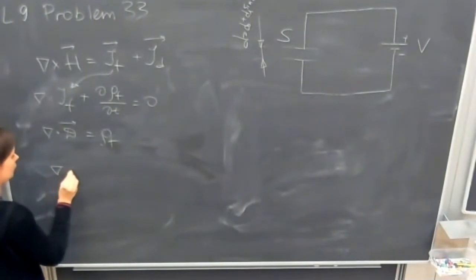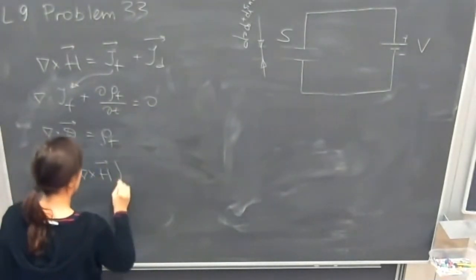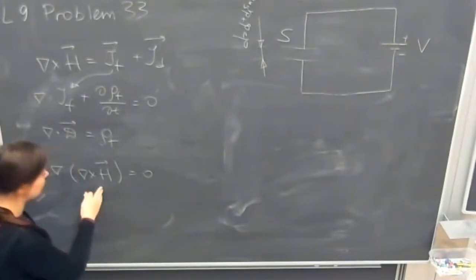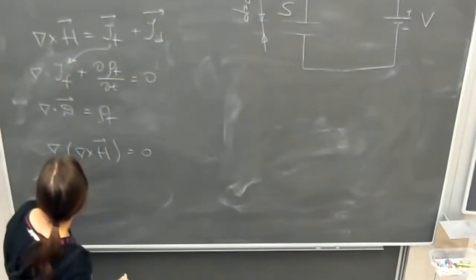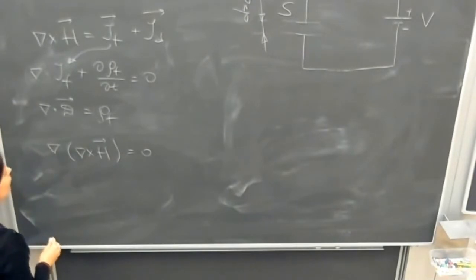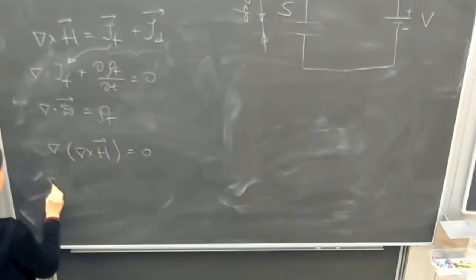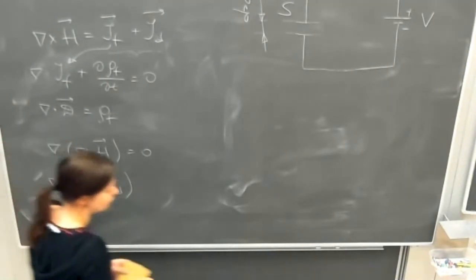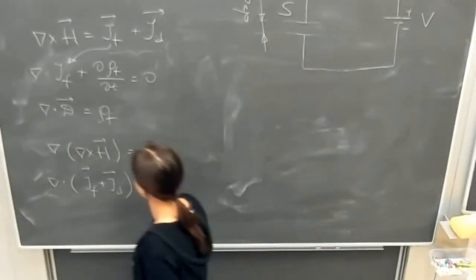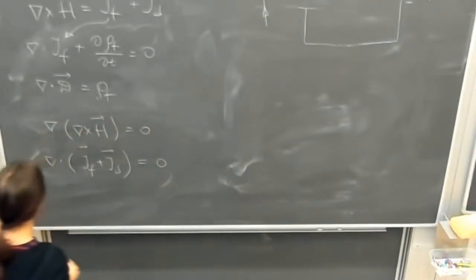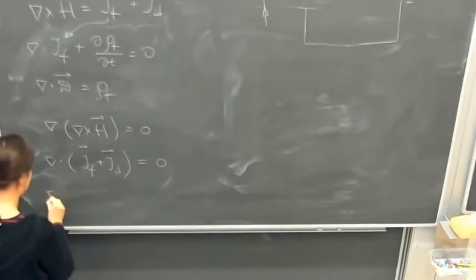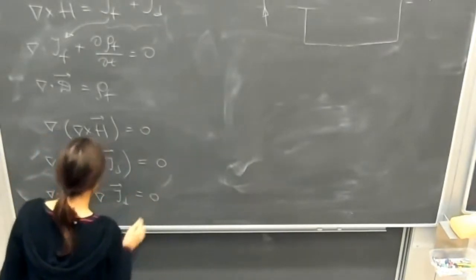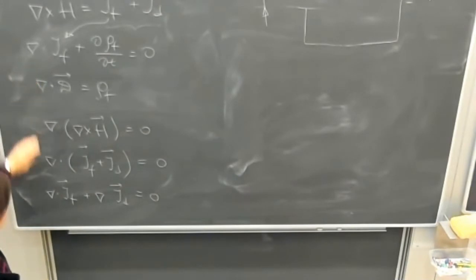So then, the divergence of the curl of the magnetic field H should be 0. Again we plug this in. Zero, what else can we do? We can open the brackets. Okay, here, this can be plugged in.